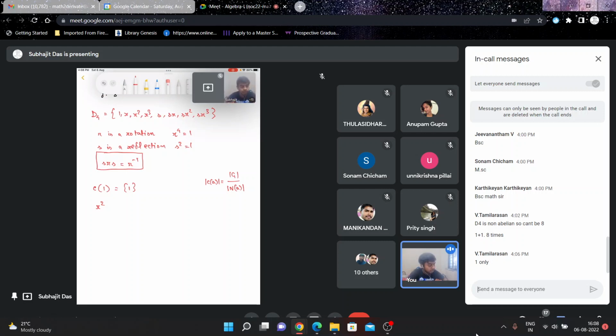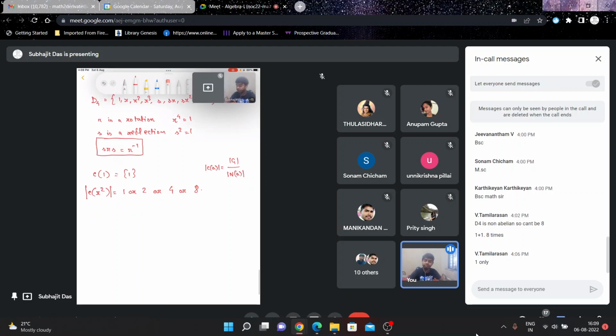So you know that C of R square, I mean the cardinality of this, can be either 1 or 2 or 4 or 8, right? That's true. So instead of finding the order of the conjugacy class of R square, what we want to find out is the order of the normalizer of R square. Again, this is a subgroup of the group, so it will have order which divides 8. So it can be 1, 2, 4 or 8, right?